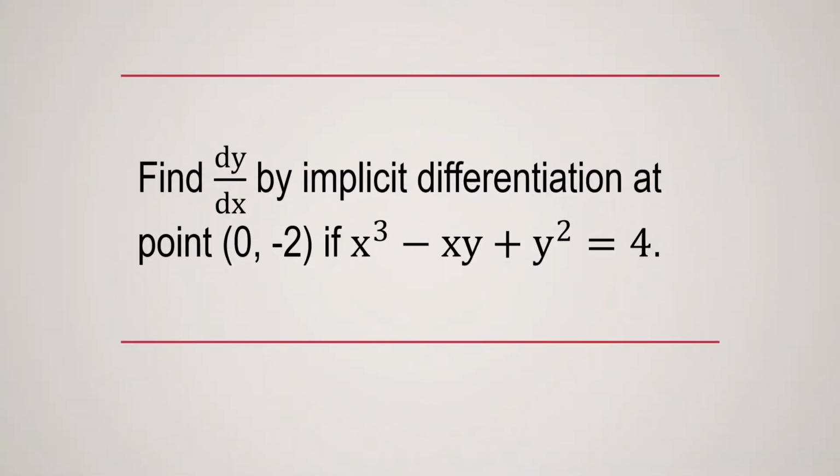So our problem: find dy over dx by implicit differentiation at point (0, -2) if x cubed minus xy plus y squared is equal to 4. In this problem, there is a given equation and a given point, and we're asked to solve for the value of dy over dx by implicit differentiation.